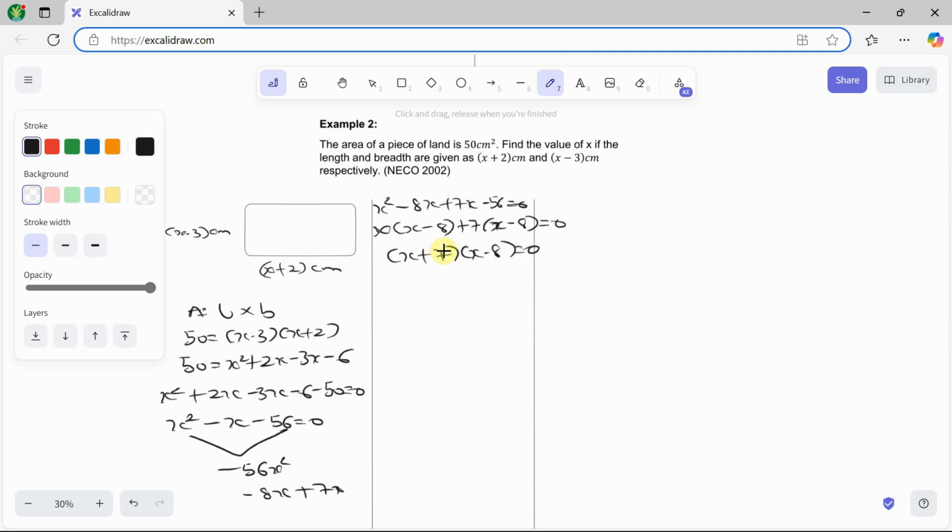I assume that this should not be any problem to anybody. If you have any problem with this, go to the playlist and look for the playlist on quadratic equations. So our solution is x plus 7 is equal to 0, or x minus 8 is equal to 0. So x will be equal to minus 7 centimeter, or x is equal to 8 centimeter. Our length can never be negative, right? So x is equal to 8 centimeter. So this is the value of x. The question says that we find the value of x. Great. So therefore x is equal to 8 centimeter.